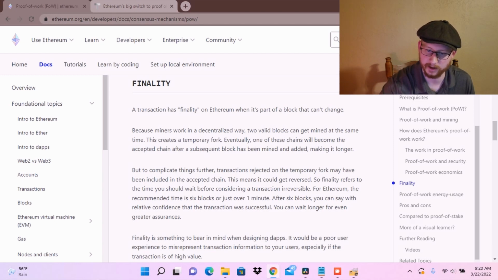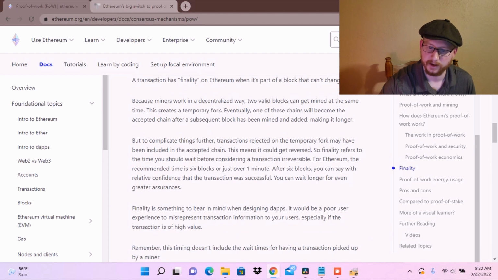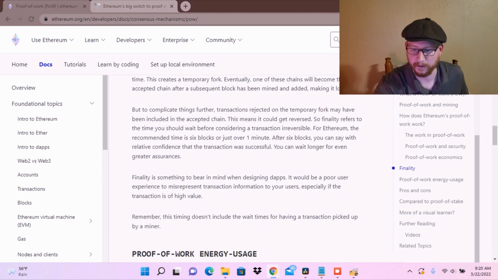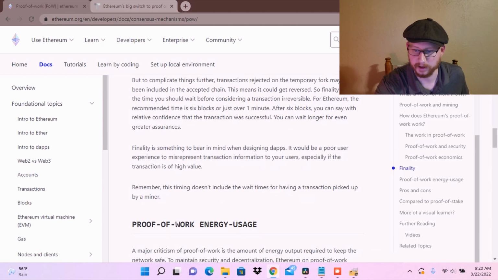I'm going to skip ahead to the finality. A transaction has finality on Ethereum when it's part of a block that can't be changed. Because miners work in a decentralized way, two valid blocks can get mined at the same time. This creates a temporary fork. Eventually, one of these chains will become the accepted chain after a subsequent block has been mined and added, making it longer. But to complicate things further, the transactions rejected on the temporary fork may not have been included in the accepted chain. This means it could get reversed.